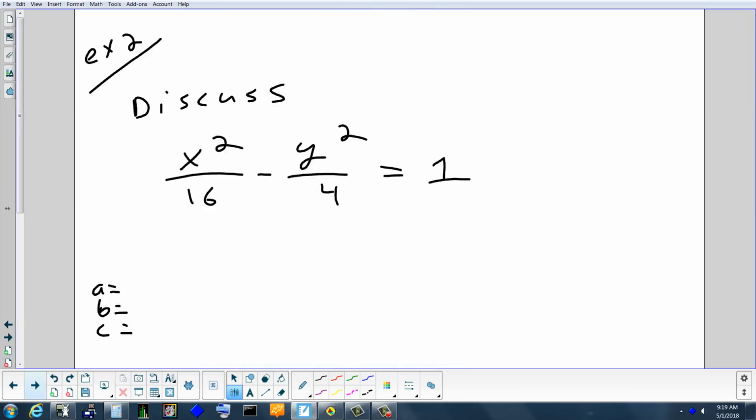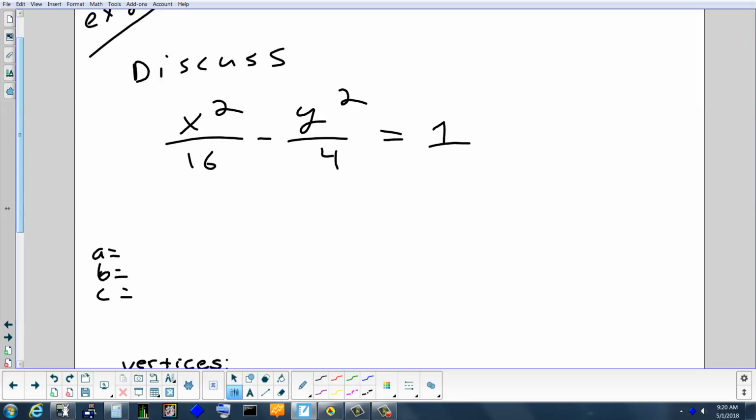All right, so now here's one where they're giving me the equation. Notice it's the same family in terms of how the branches open. X is the positive. So let's just start with identifying A, B, and C.